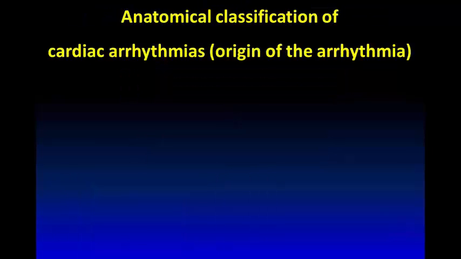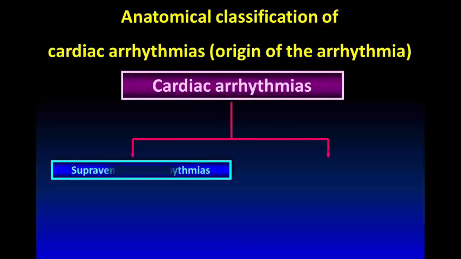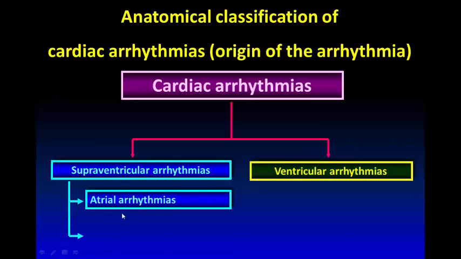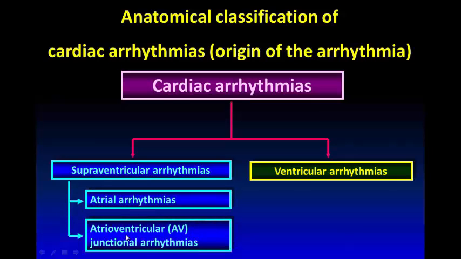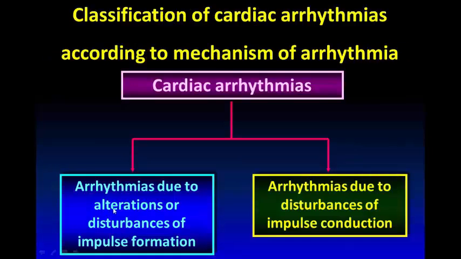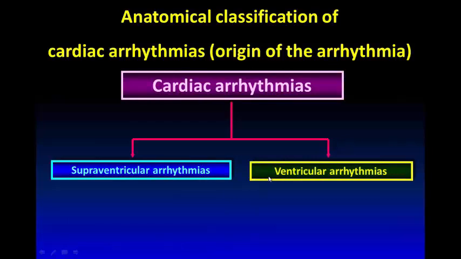Arrhythmias can be also classified based on the origin, and this is what is known as the anatomical classification of the arrhythmia. Based on the origin, arrhythmias can be classified into supraventricular arrhythmias and ventricular arrhythmias. The supraventricular arrhythmias are further subclassified into atrial arrhythmias and atrioventricular AV arrhythmias, which are also known as junctional arrhythmias. Hence, arrhythmias which are due to alterations or disturbances of impulse formation, and similarly arrhythmias which are due to disturbances of impulse conduction, could be supraventricular arrhythmias or ventricular arrhythmias.